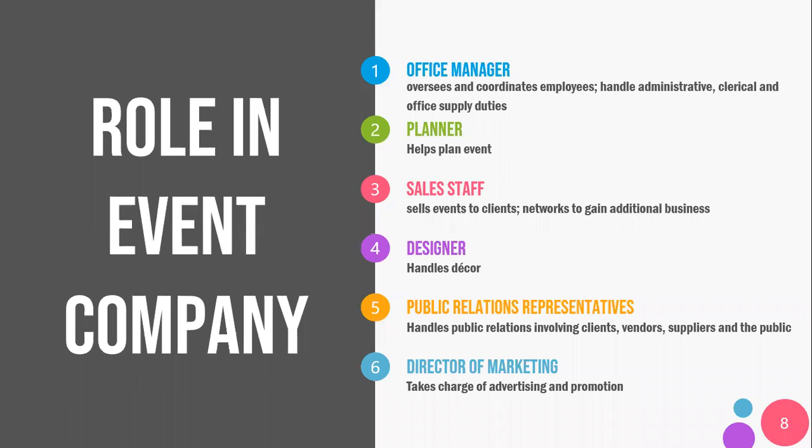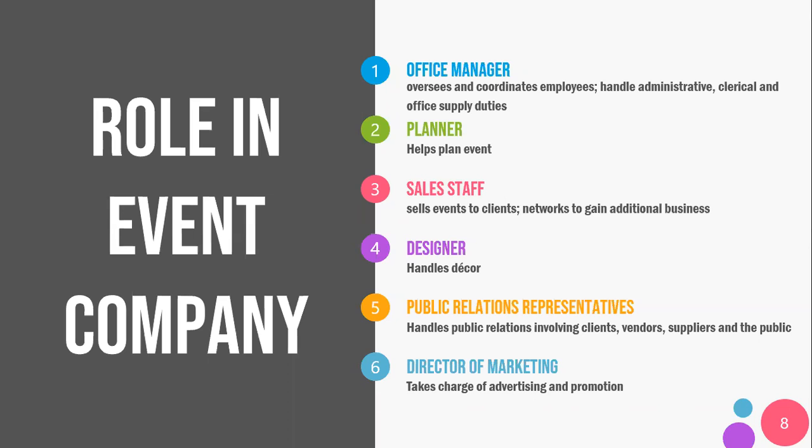specifically for an event company. So you can see what is the role of the office manager. What is the role of the planner? First, the office manager oversees and coordinates employees. You can see the name is manager. The manager is the one who heads the office thing, the admin thing. So they coordinate the employees, mostly the admin employees, and also handle administrative and clerical and office supply duties. So they are the ones controlling the office. That is the role of the office manager.